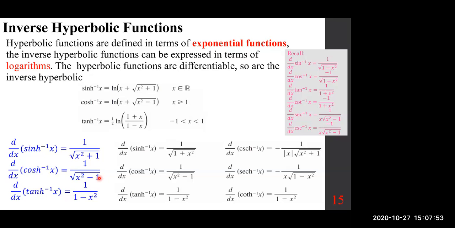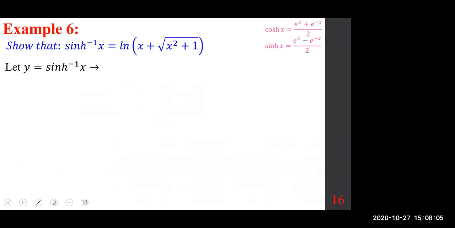So the first thing I want to do is go over the definition and see why it is a natural log, and can we show that? And if we can show it for one, we can show it for all. So let's look at one of them as an example. Let's show that sinh inverse of x is the natural log of x plus the square root of x squared plus 1. So let's see how we do that.